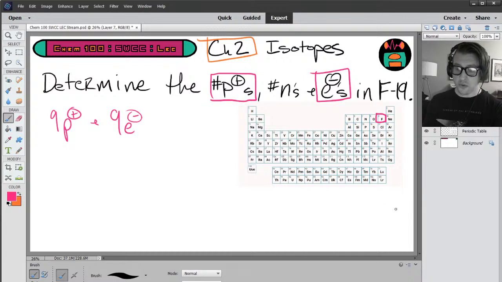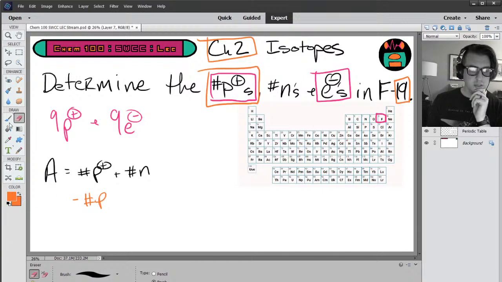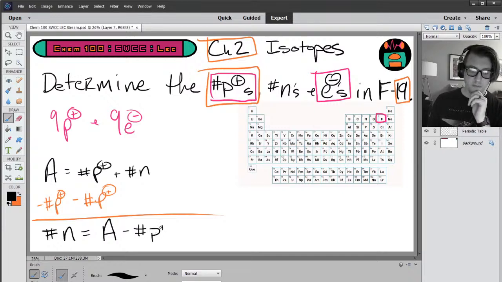All right. Now, for the neutrons, we need to use the mass number together with the atomic number, because the mass number is equal to the number of protons plus the number of neutrons. So if we want to find how many neutrons, we need to subtract the number of protons from both sides of this equation. So our neutron count for any element that you're calculating this will equal the mass number minus the number of protons, i.e. the atomic number. All right, so this is 19 minus 9. So we have 10 neutrons in this atom.